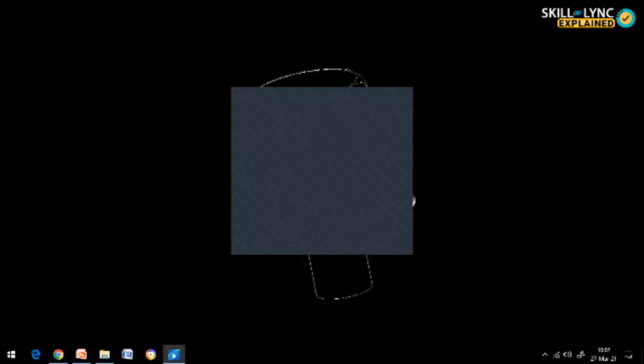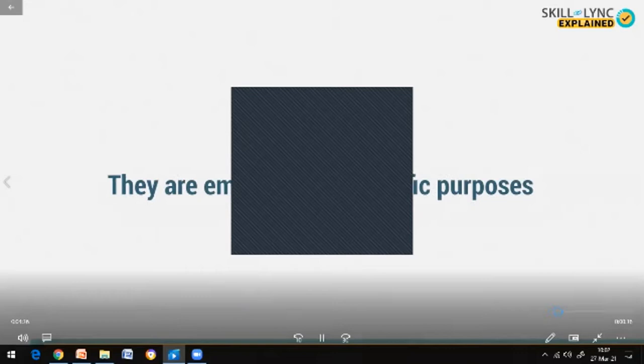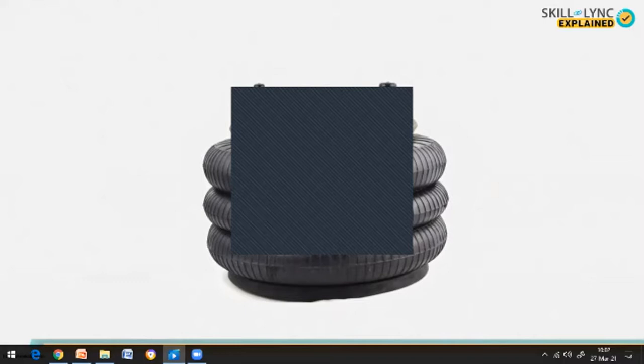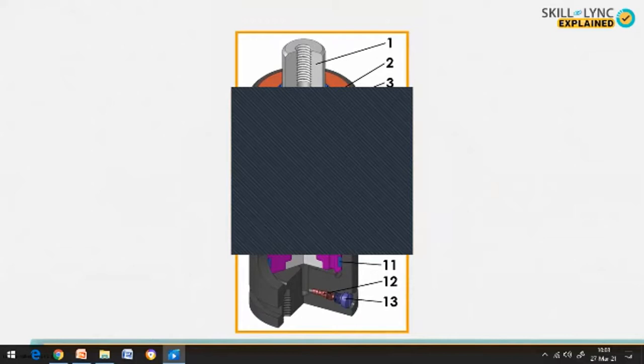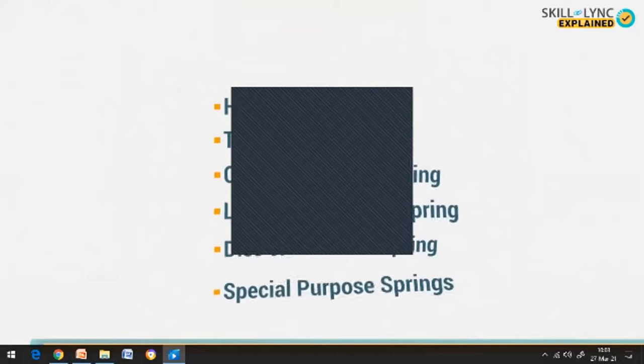Finally, we have the special purpose springs. These springs are not widely used but are employed only for a specific purpose. Under this category, we have air springs used in vehicle suspension systems, gas springs used to damp forces and return kinetic energy, greater springs used in oil seals, electric connectors, etc. So that's all about the various types of springs.